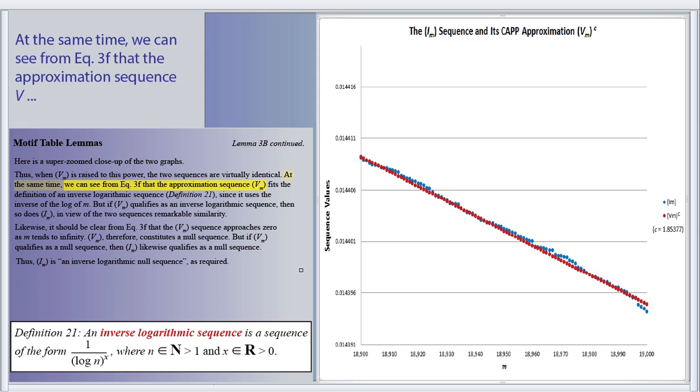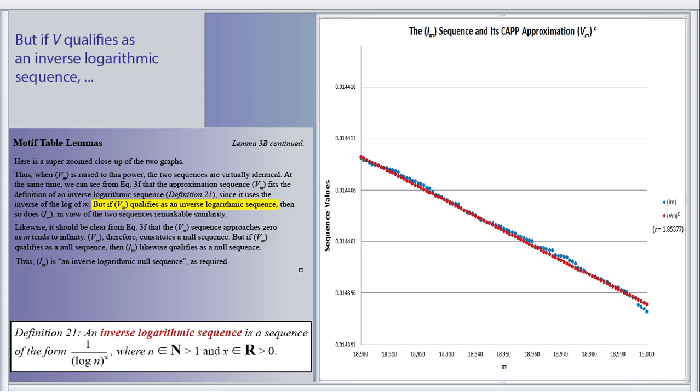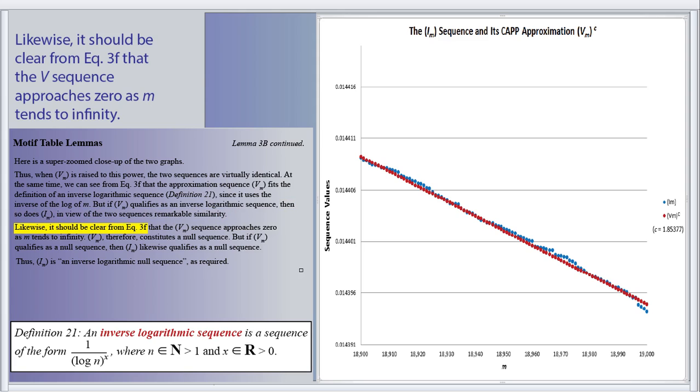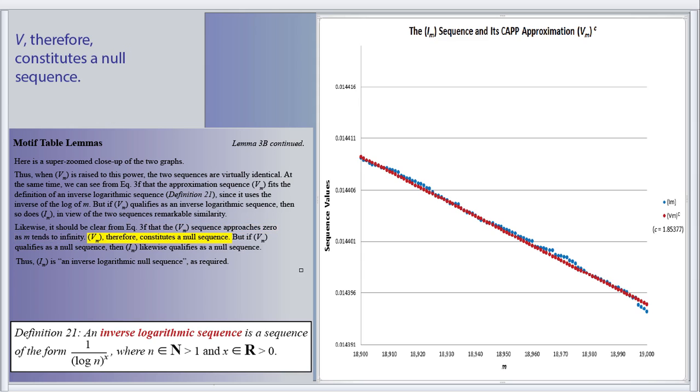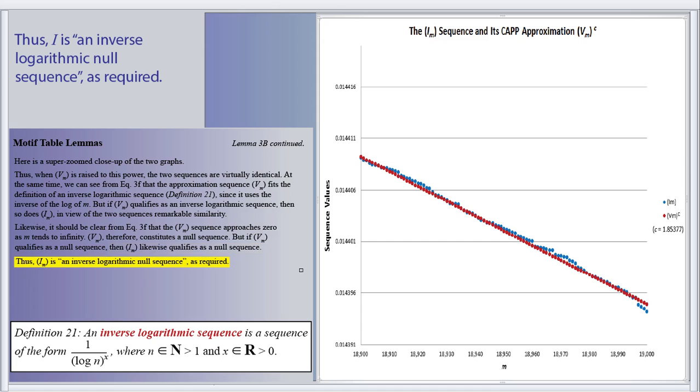At the same time, we can see from equation 3f that the approximation sequence v fits the definition of an inverse logarithmic sequence, since it uses the inverse of the log of m. But if v qualifies as an inverse logarithmic sequence, then so does I, in view of the two sequences' remarkable similarity. Likewise, it should be clear from equation 3f that the v sequence approaches 0 as m tends to infinity. V therefore constitutes a null sequence. But if v qualifies as a null sequence, then I likewise qualifies as a null sequence. Thus I is an inverse logarithmic null sequence, as required.